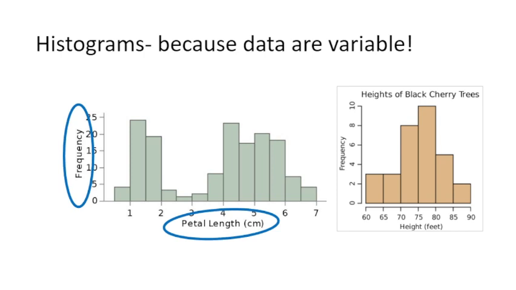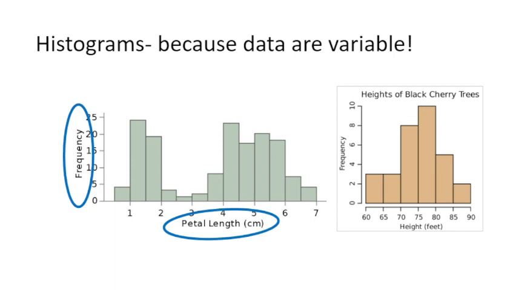There are two histograms on this chart, one showing petal length of cherry trees and one showing the height. The y-axis of both histograms is the frequency. In order to read this, we can see that there are 25 cherry tree petals that are 1 to 1 1/2 centimeters long, and that there are 10 cherry trees that are 75 to 80 feet tall.